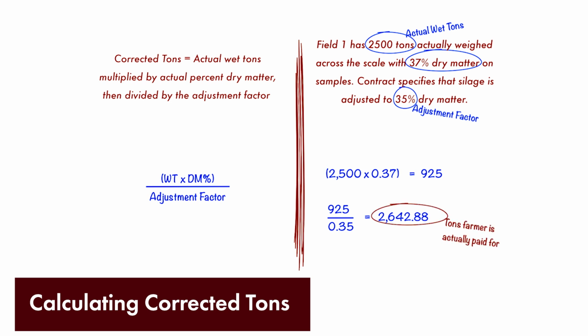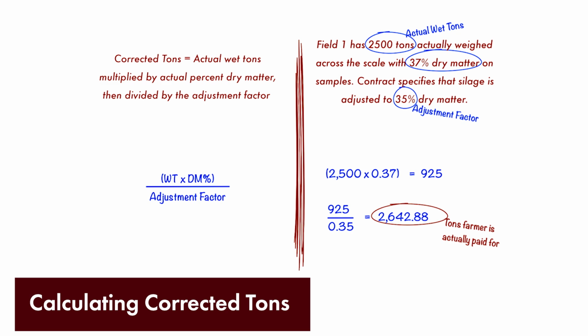Because ultimately, at the end of the day, we want to pay for dry matter in the field. We don't want to pay for water. So this is a way to protect us and the farmer, because it works both ways. Okay, so that's one example.